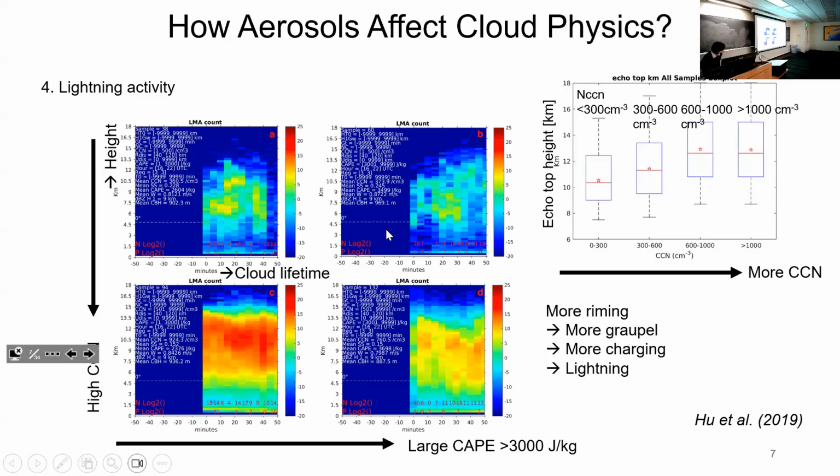Each plot shows the time versus height cross section of lightning activity for individual convective cells for a specific CCN environment and specific CAPE environment. When CCN number concentration increases, lightning activity also increases, regardless of the CAPE, right? So more riming produces more graupel and more charging, resulting in lightning.